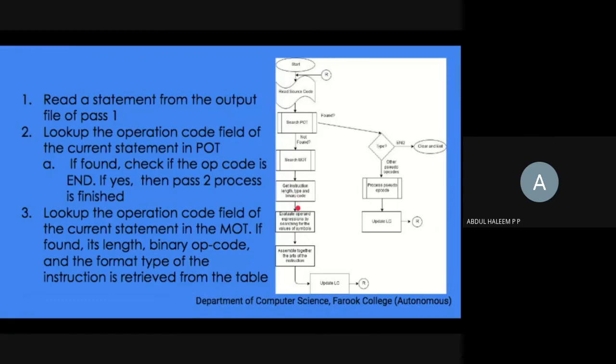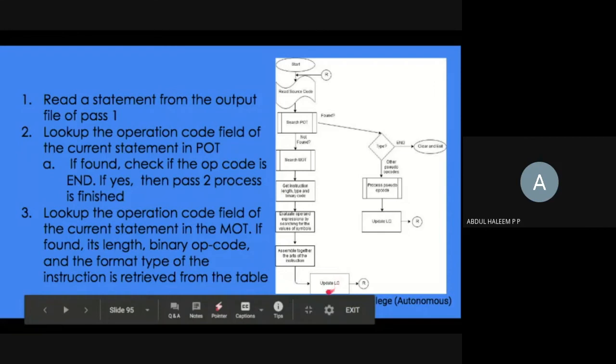Also, it evaluates the operand field of the machine opcode, and some data will already be there in a symbol table or a literal table related to an opcode. Even that will be taken care of, and then the assembler will assemble together all this information, and the complete binary equivalent of the instruction will be created. Then the LC, the location counter, will be updated again so that it can point to the next instruction. So this loop will continue till the end pseudo opcode is encountered.